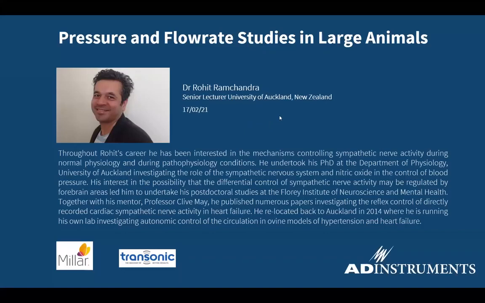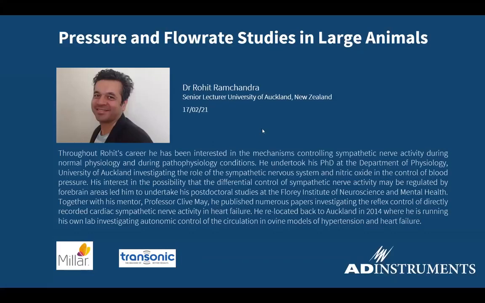Dr. Rohit, throughout his career, has been interested in the mechanisms controlling sympathetic nerve activity during normal physiology and during pathophysiology conditions. He undertook his PhD at the Department of Physiology, University of Auckland, investigating the role of the sympathetic nervous system and nitric oxide in the control of blood pressure. His interest in the possibility that the differential control of sympathetic nerve activity may be regulated by forebrain areas led him to undertake his postdoctoral studies at the Florey Institute of Neuroscience and Mental Health.